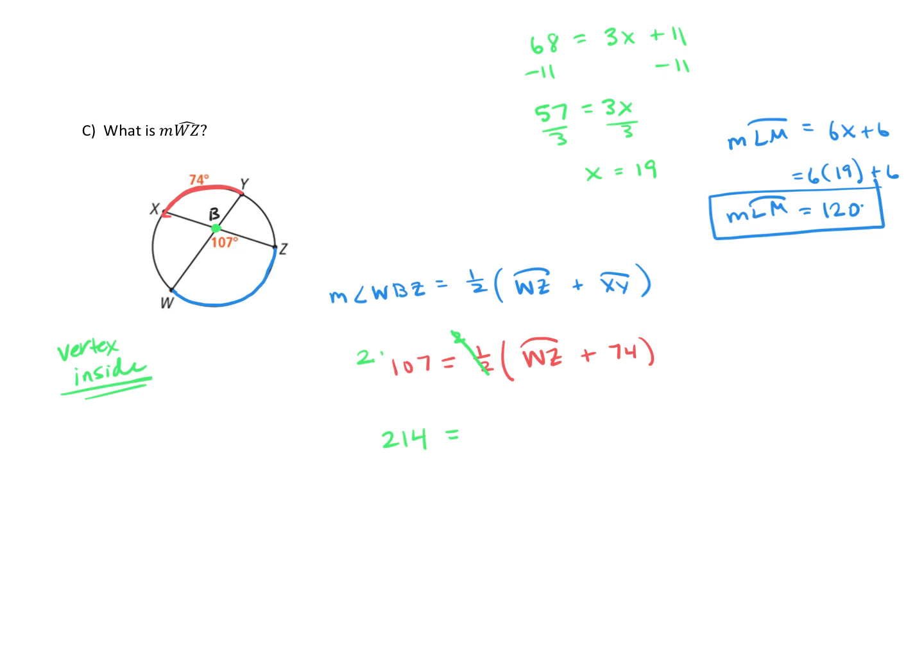And then arc WZ plus 74 just carries down. Then we just have one step left. We're just going to subtract 74 from both sides. So we have arc WZ is equal to 214 minus 74, which is 140 degrees. So that's a 140-degree arc.